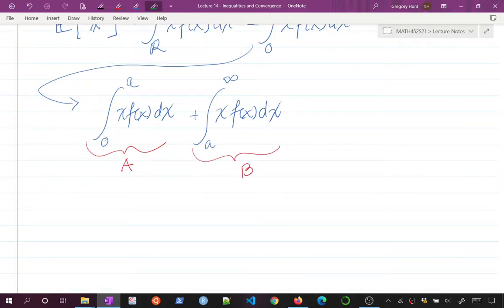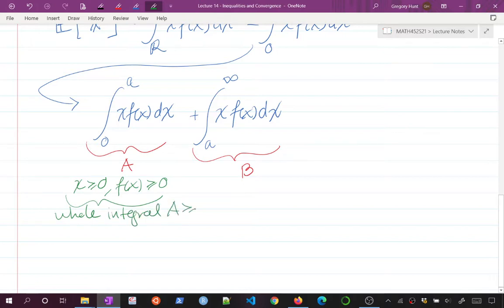And notice for A that x is positive over this region, 0 to a. f(x) is a PDF, so that's certainly always non-negative. And so we're integrating the product of two non-negative things over a subset of the positive numbers. And so this whole integral A surely is not less than 0, because the thing we're integrating is non-negative, and we're integrating over a positive region.